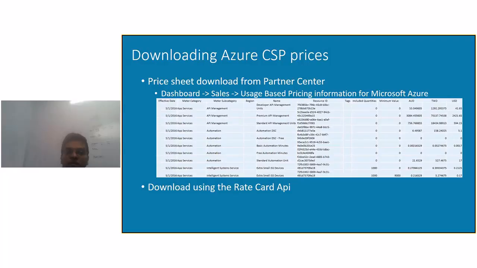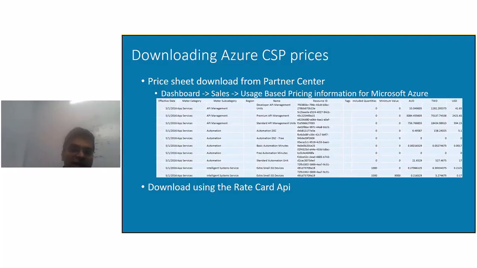Then there is the rate card API. This is for programmatic access. The main advantage of this is that you can get usage programmatically, you can get the rates programmatically, and compute the bill for your customer programmatically and send it to the customer. So you could use either the Excel spreadsheet or you could use the rate card API.